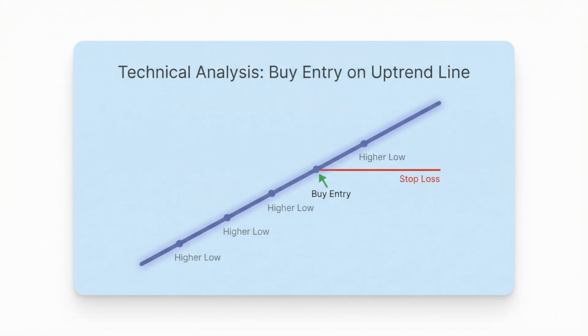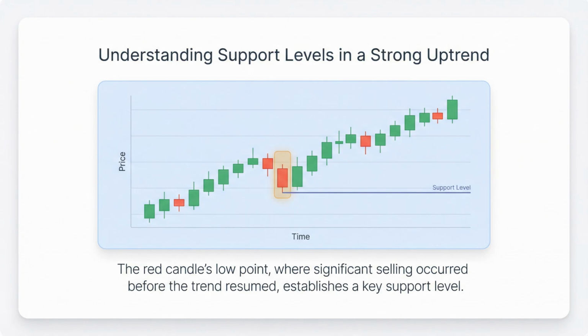However, risk management is absolutely crucial when taking these entries. Your stop loss should be placed just below the previous low or the established support level. This ensures you are protected and can exit the trade with minimal damage if the trend unexpectedly fails and breaks downward. I also want to introduce the one candle strategy for riding an uptrend.